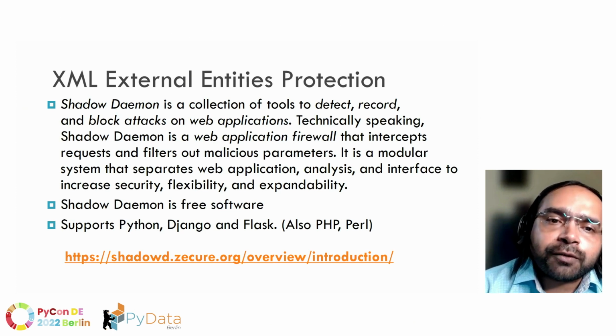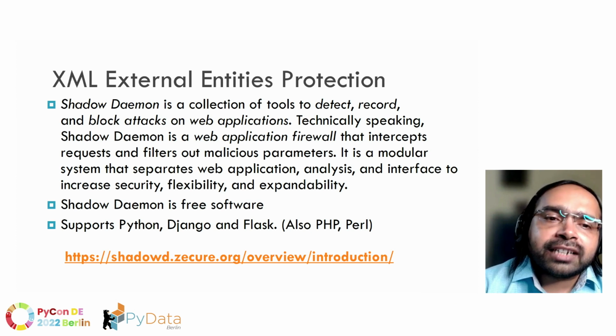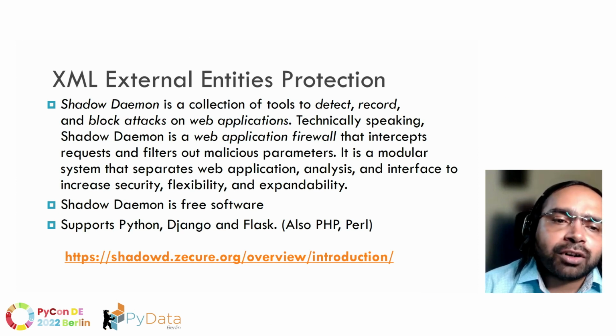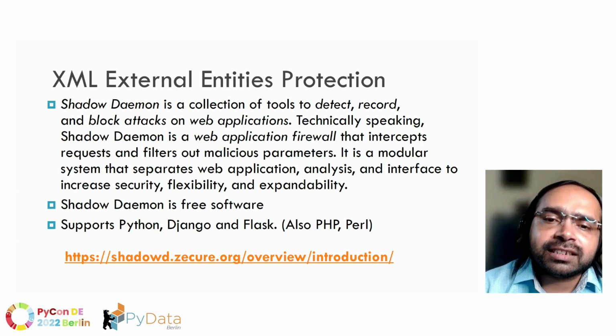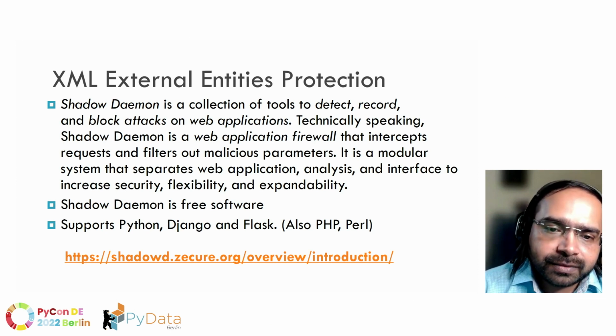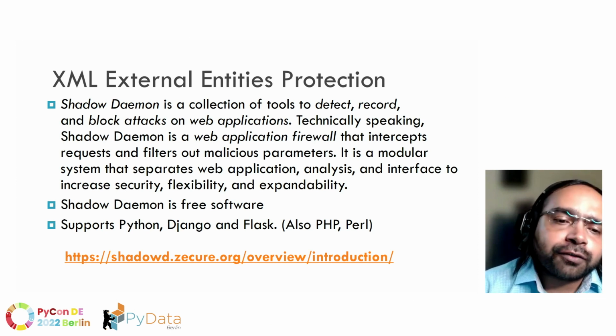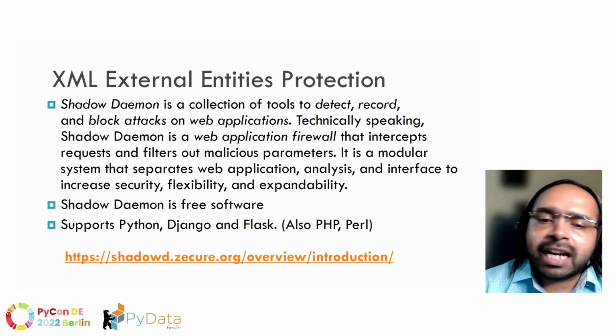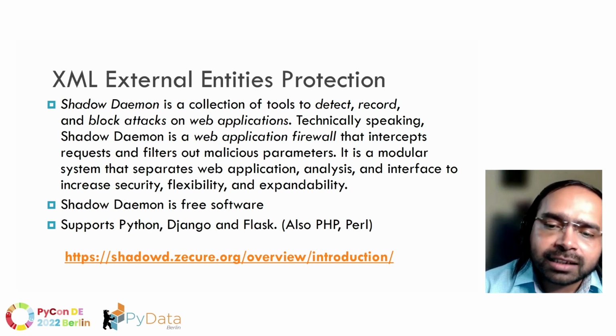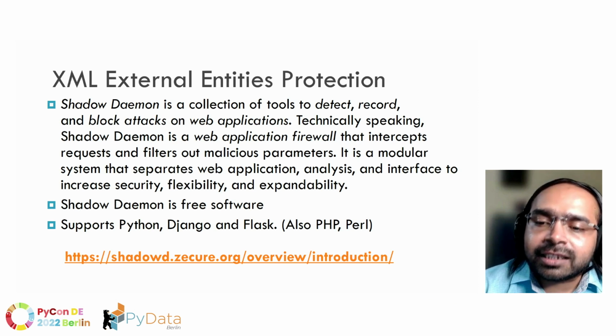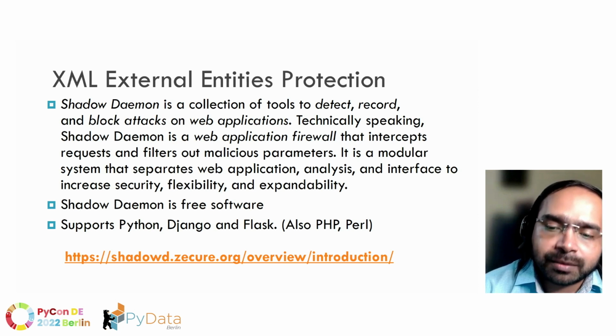Then you can use a software called Shadow Daemon, which is a collection of tools to detect, record, and block attacks on web applications. It's a web application firewall that intercepts the requests and filters out malicious parameters. It's free software. It supports Python and web frameworks such as Django and Flask. Apart from that, it also supports other scripting languages such as PHP and Perl.